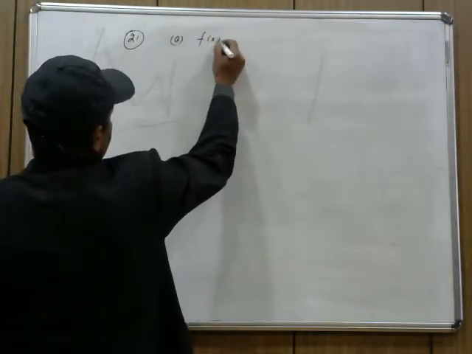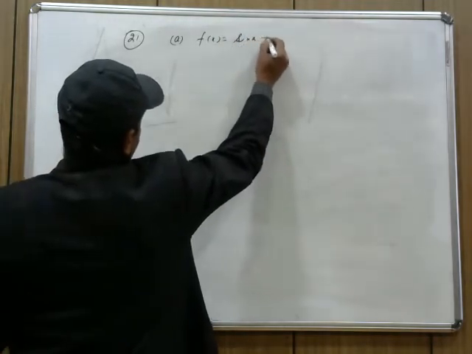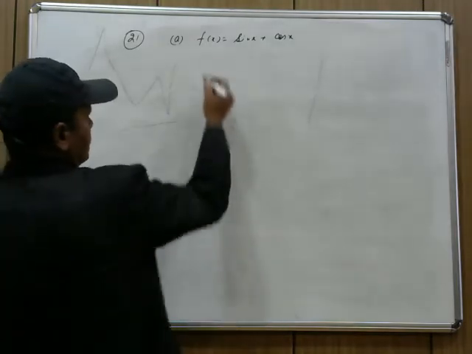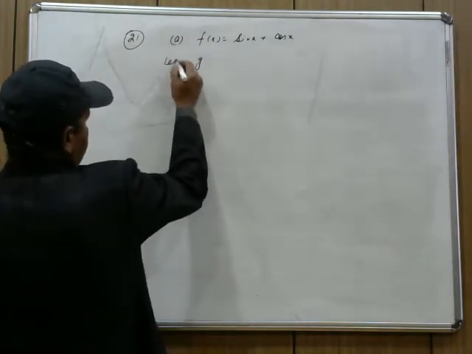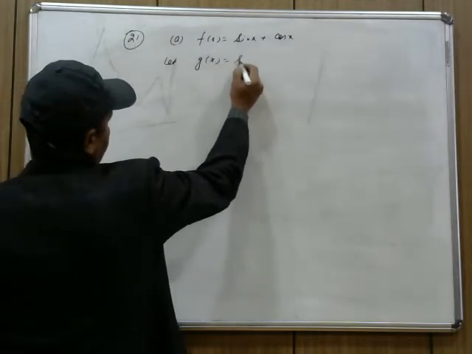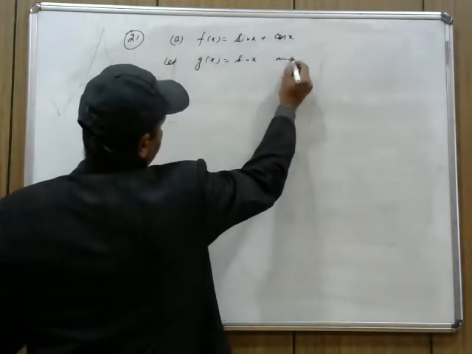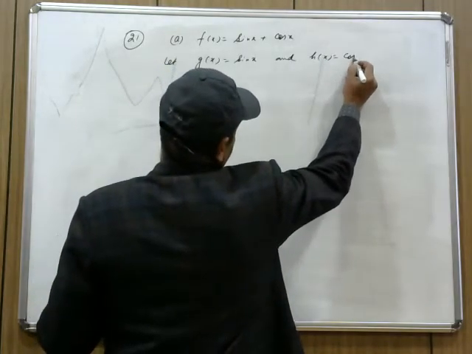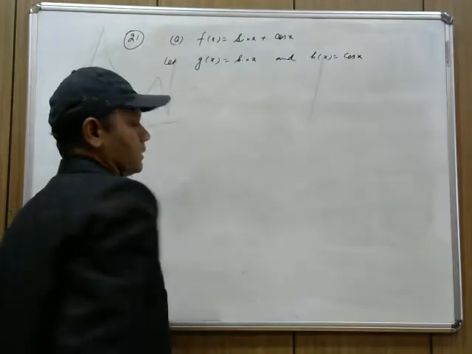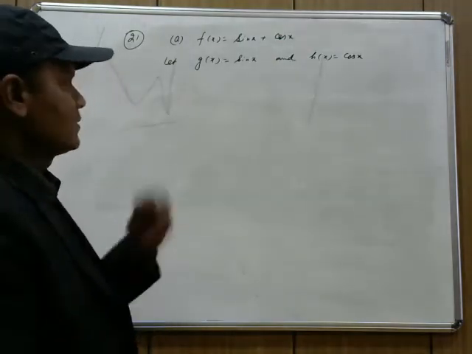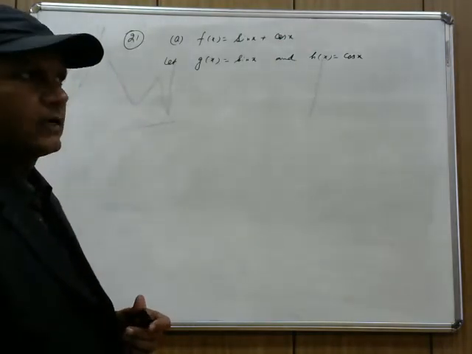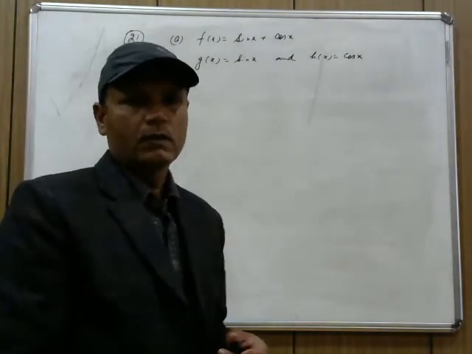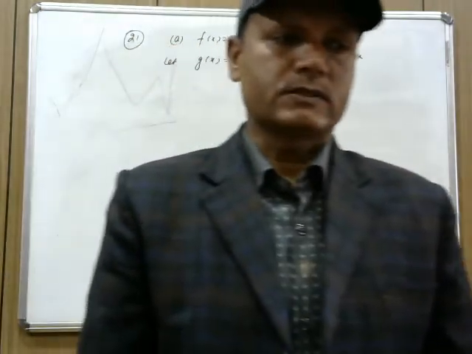f(x) is equal to sin x plus cos x. Let us assume g(x) is equal to sin x and h(x) is equal to cos x. So that means I am taking this as two different functions. I can solve these questions without finding out their LHS and RHS also, because I made you write one line that all the trigonometric functions are continuous functions.